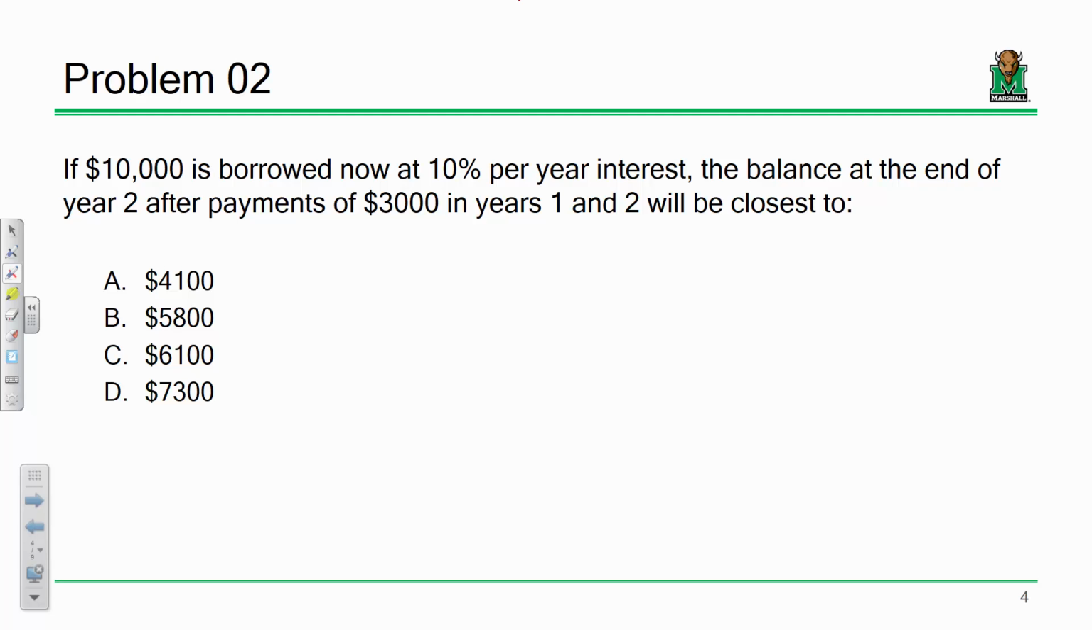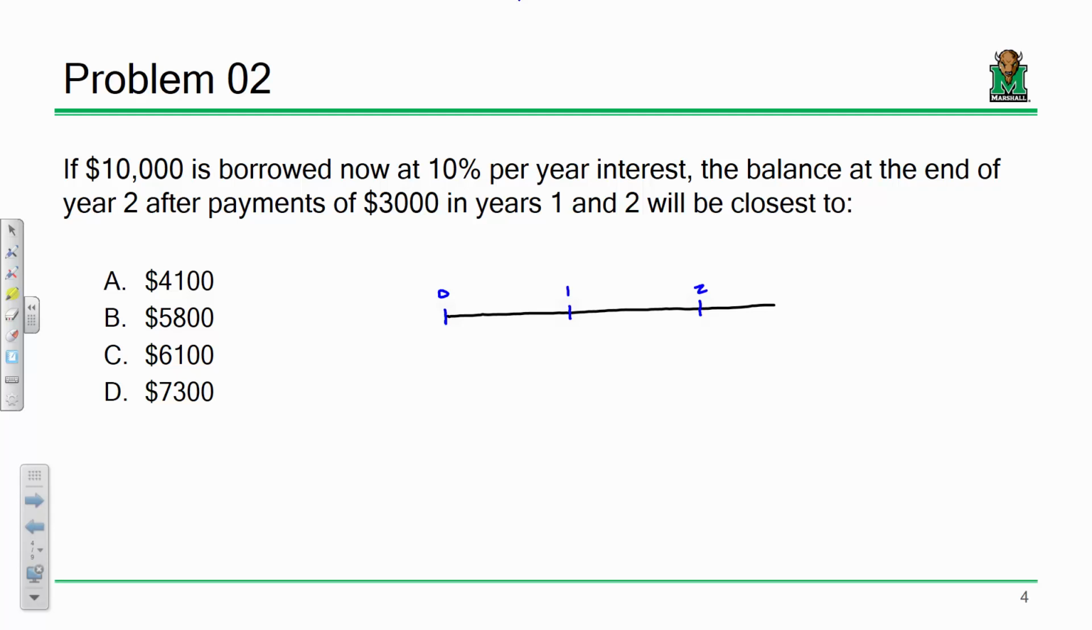If $10,000 is borrowed now at 10% per year interest, the balance at the end of year 2, after payments of $3,000 in years 1 and 2, will be closest to what? I'm going to help you out with this a little bit. Easiest thing to do on this is where a cash flow diagram comes in handy. So this is year 0, this is year 1, this is year 2.